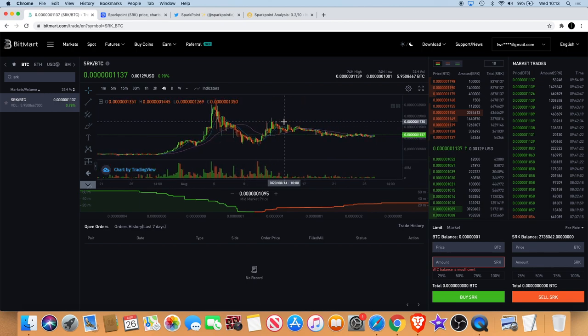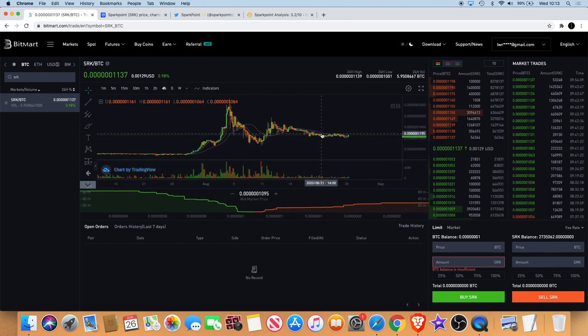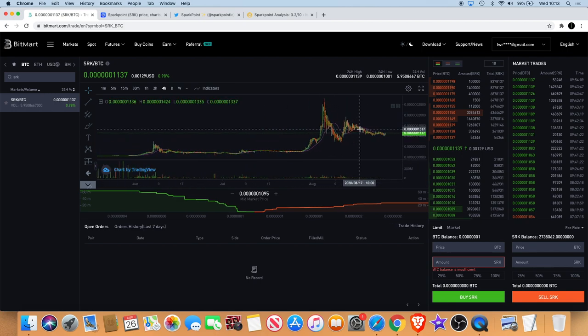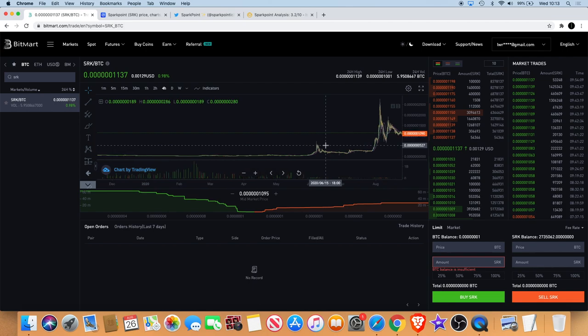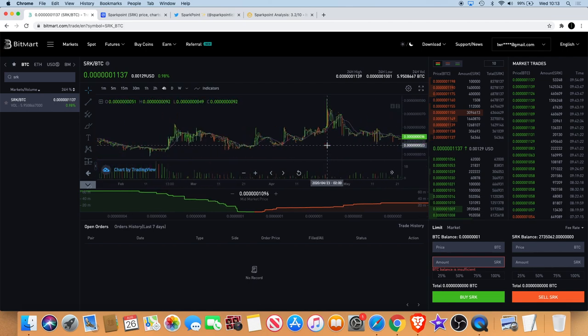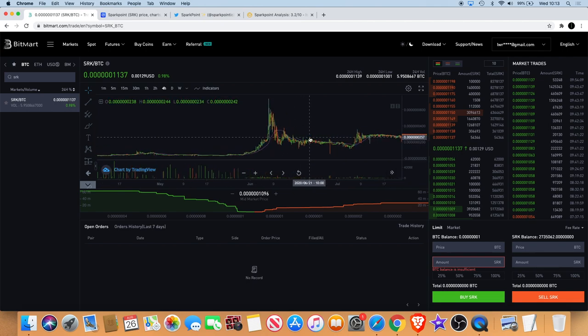All right, guys, and I managed to get my whole bag of SparkPoint back for a fraction of the price that it cost me to get in all the way down here. Okay, so sometimes it is good to realize profits, guys. You know, I'm definitely into the long-term hold thing, and I don't have any problem with doing that. But if you see a pump like that, obviously it's a good time to take profit.